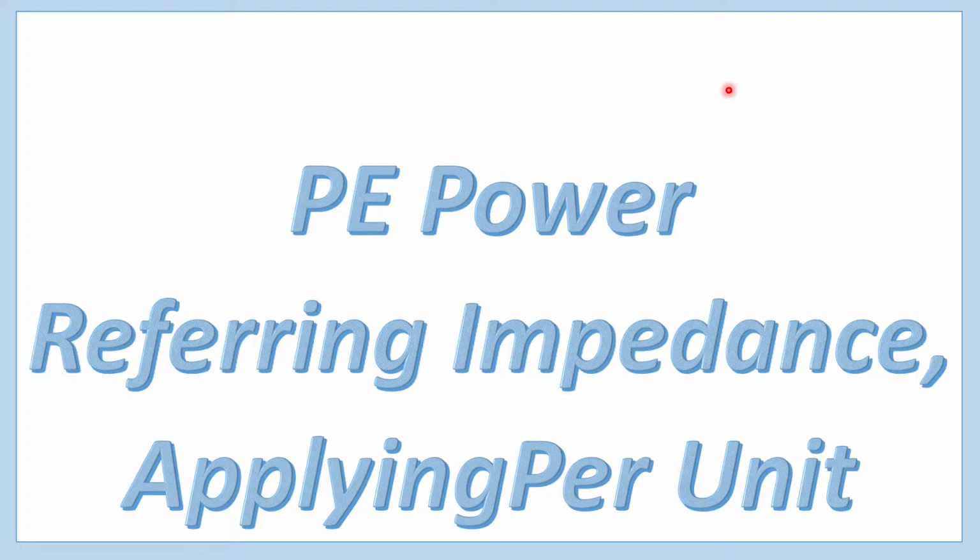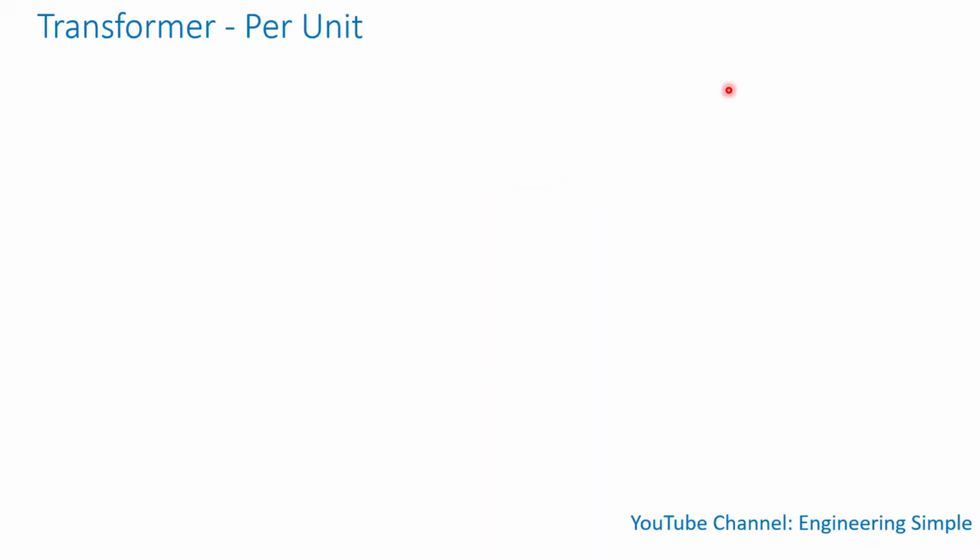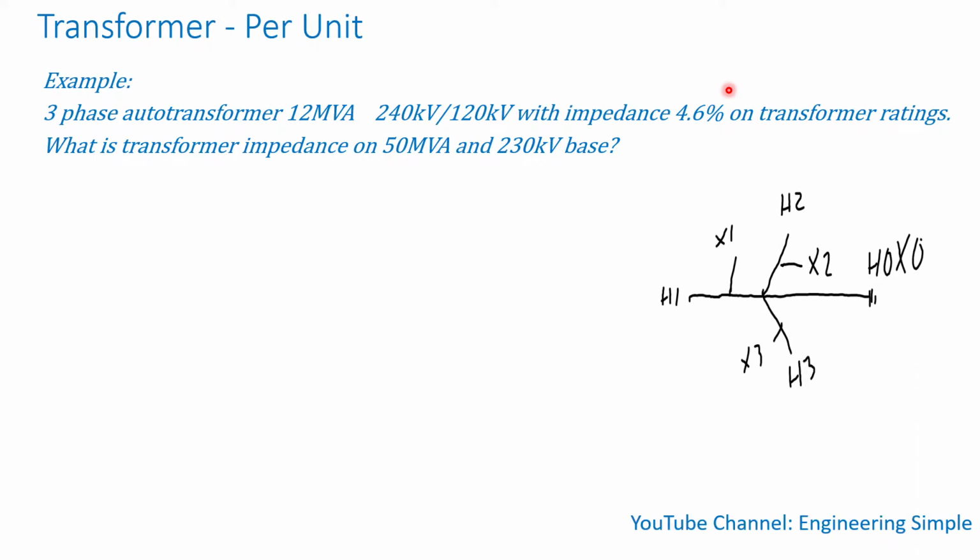Engineering Simple. This video will provide an example of how to refer the impedance from one side of the transformer to the other side, and also how to apply per unit. So let's go through an example to calculate the per unit. And by the way, if you would like to know more details on per unit, I would recommend watching other videos that I created in this regard.